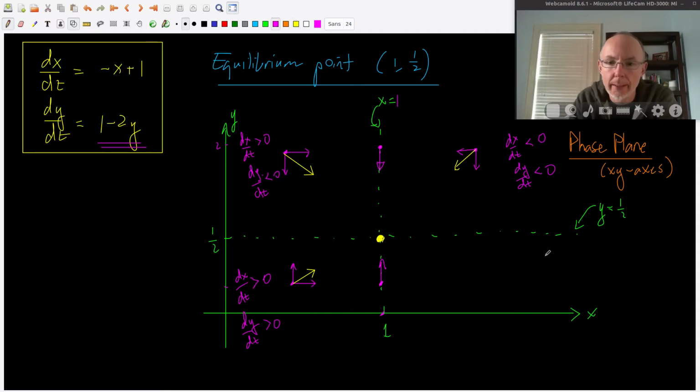I continue doing that in this next quadrant. dx dt in this quadrant, now x is bigger than 1, and so the rate of change of x is negative, just like it was up here.